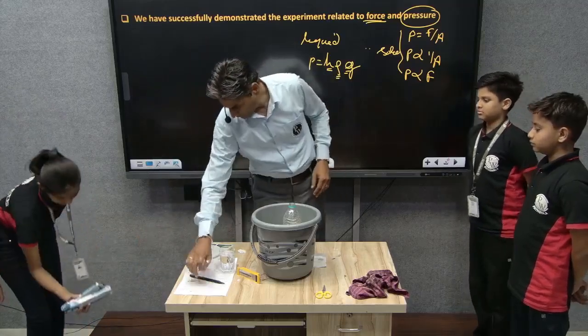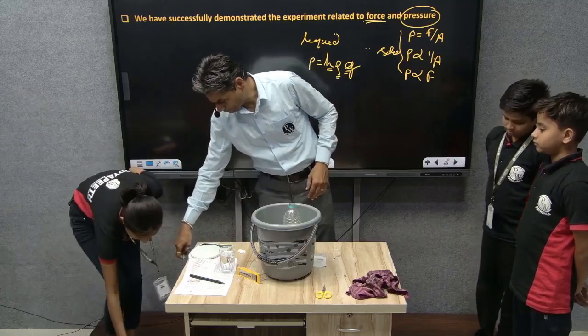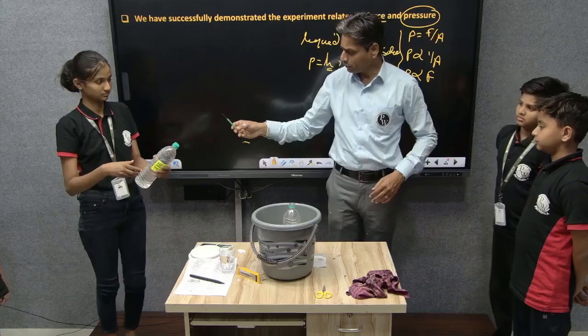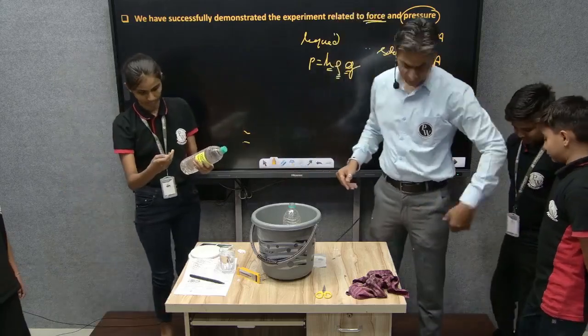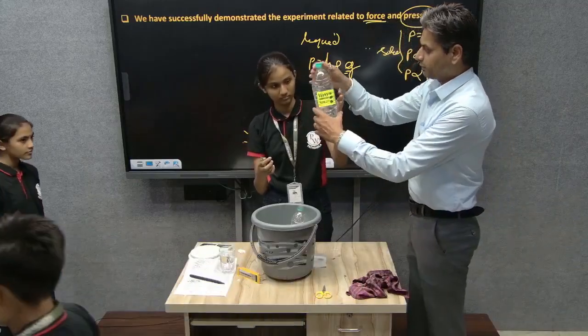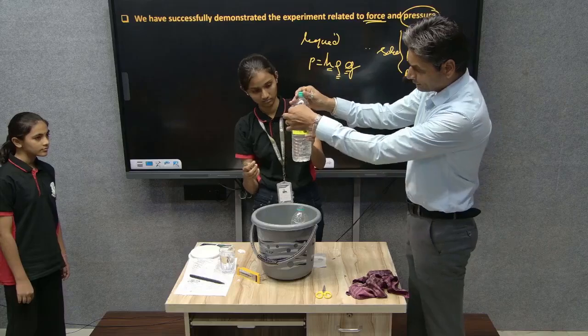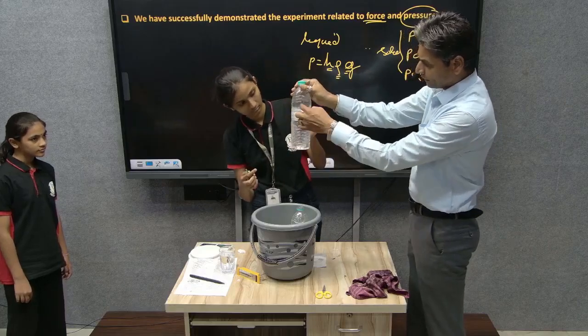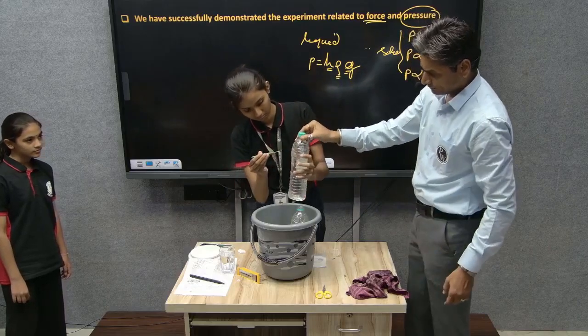Take. Yes, come. Now that water bottle. Now make the holes. Make the holes at different heights. Make one on the upper side, one on the lower side, and one in the middle. 1, 2, 3, make them fast.